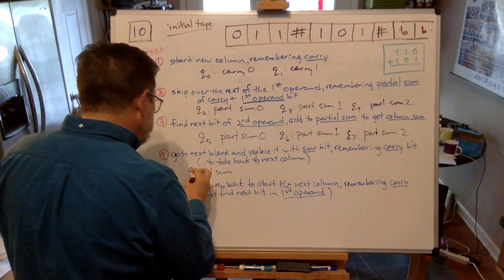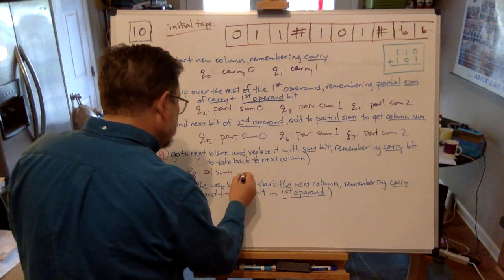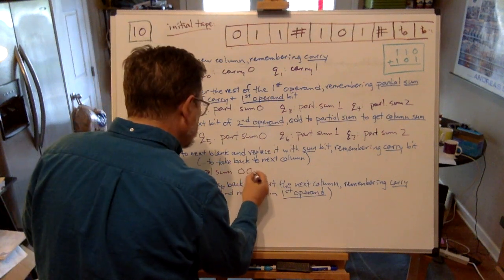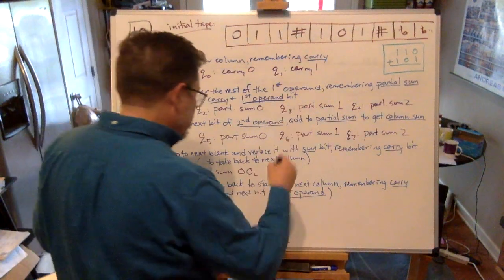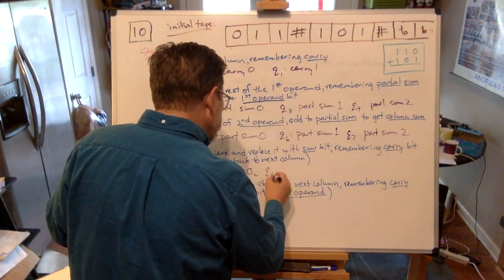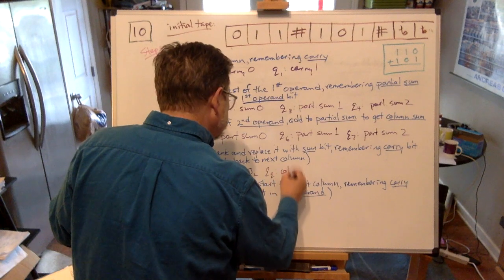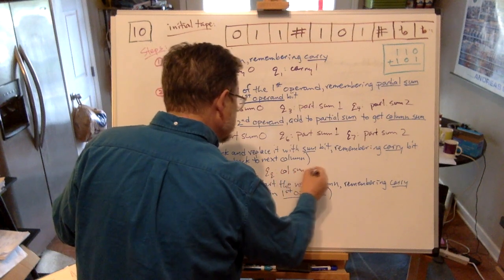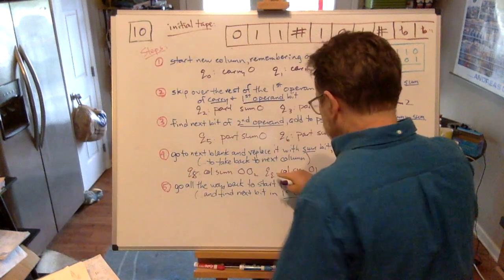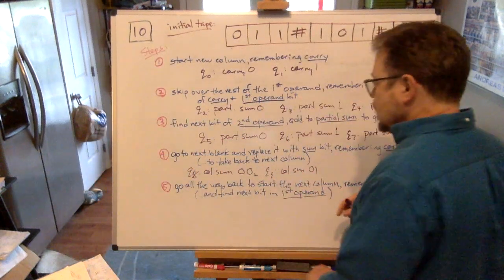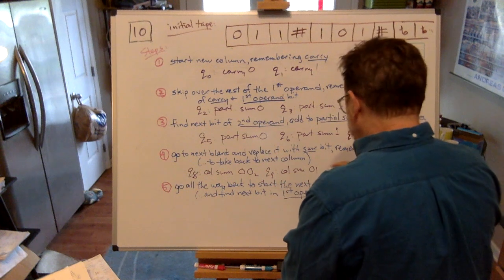Q8, I'll say the column sum is 0, 0 in base 2. That's one possibility, adding up the 3 bits. Q9, column sum 0, 1. And I'm going to run out of space. That's a 9, not a Q. Q9, column sum of 01.